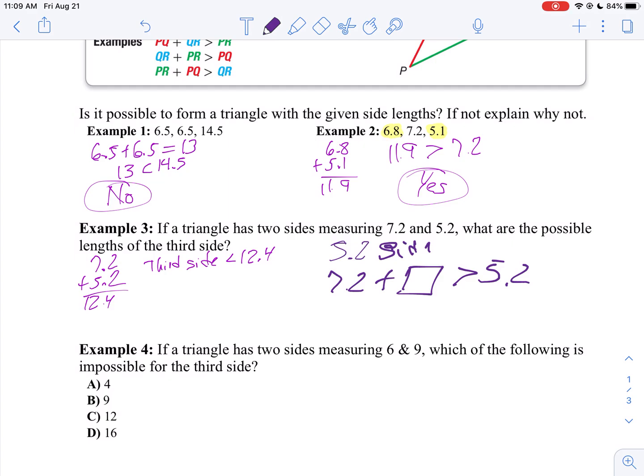Well, what would that... Well, hold it. I did that backwards. Sorry about that. 7.2 is my largest side. So let's put 5.2 in there. Where's my eraser? There we go. Well, what do you have to add to 5.2 to get 7.2? 2. So in other words, it has to be more than 2. So if I write this as an inequality, my third side is going to be between 2 and 12.4.